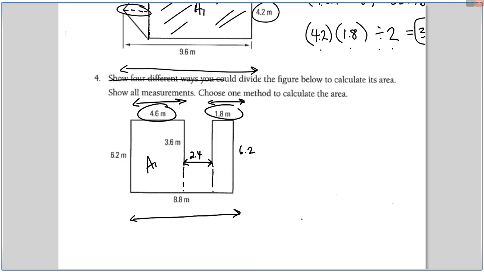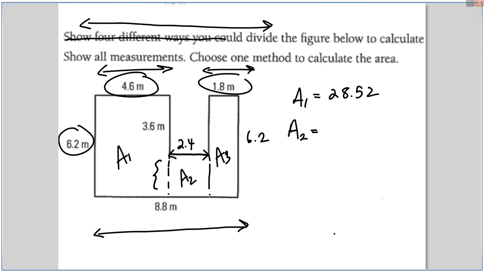Alright, so let's do area 1, area 2, area 3. Area 1, length times width, 6.2 times 4.6. So area 1, using those two, 6.2 and 4.6. Area 2 is a small little rectangle there. Oh, we don't have, yeah, that's what we need. We need this little guy right there.